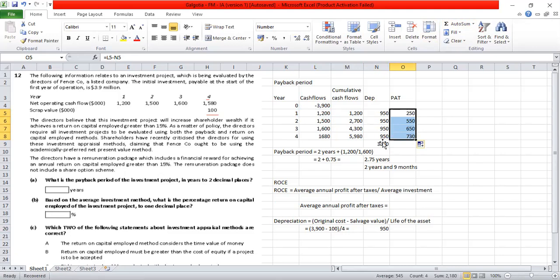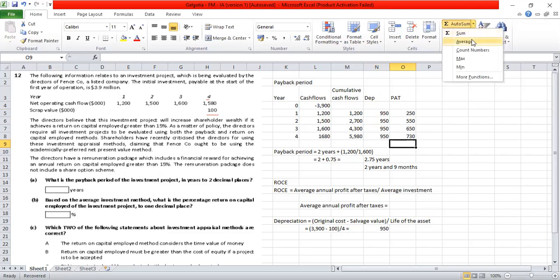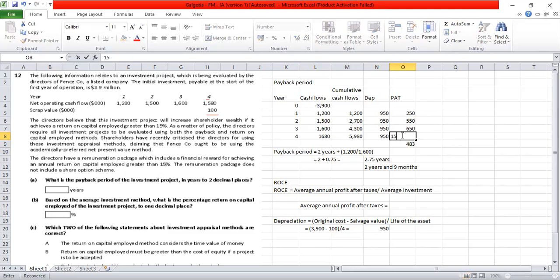Okay. So now let's find out the average value of these things. Average annual cash flow after tax. I think this should be only this amount. Let's make it 1580. 1580 minus 950. 100 is salvage value.